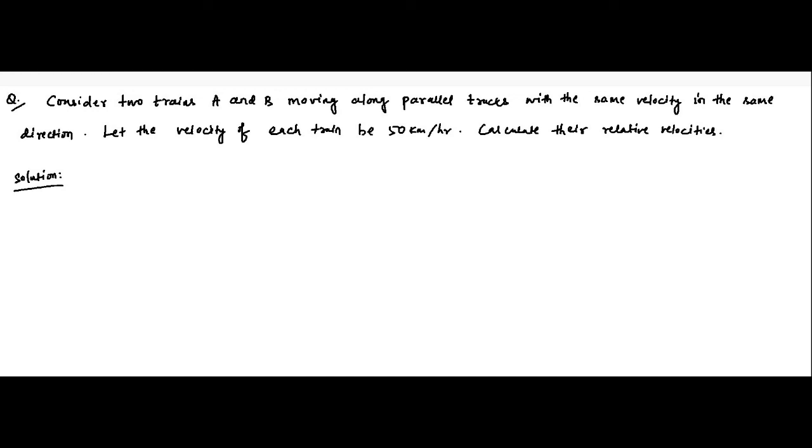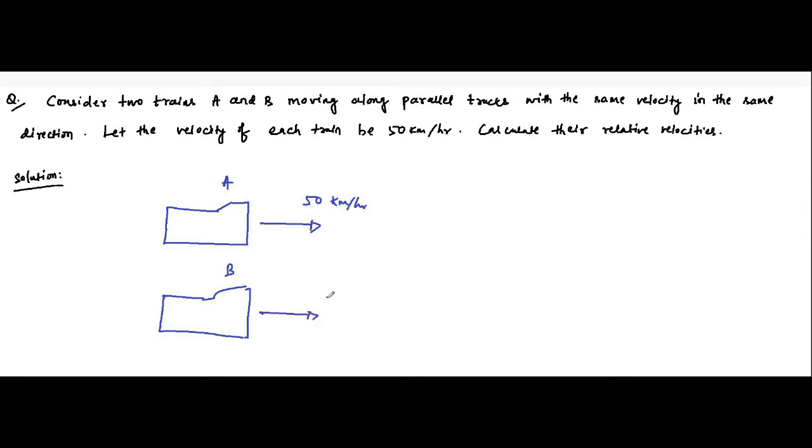So here let us say we have two trains, they are moving in the same direction. Whether in this direction, towards the right side or towards the left side doesn't matter. So here let's say it is moving in this direction. This is train A moving with 50 kilometers per hour and train B also moving with 50 kilometers per hour.